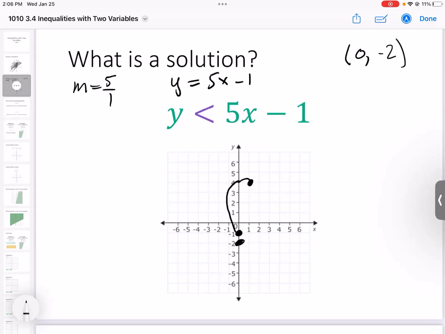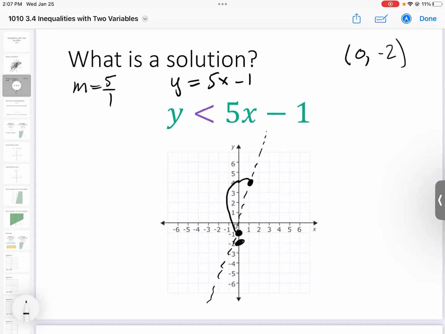And you don't have to get that from the slope, because you could say, well, if x equals 1, what does y have to be? And you would still get that y equals 4. So you can either get that from the slope or just by plugging in some number to find the solution. So this line right here is the boundary between greater than and less than, because that's where it's equal to.